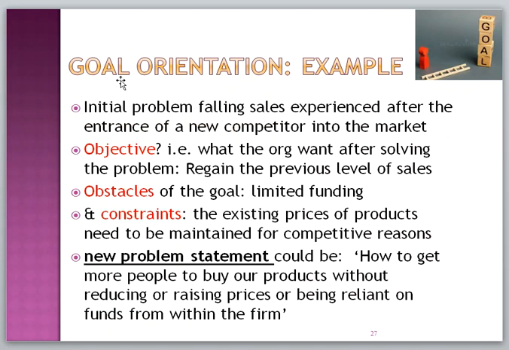In using goal orientation, three things we study here: objective, obstacles, and constraints. The initial problem is declining sales, right? As we talked about, because we have a new competitor. So we ask ourselves, what might be the objective for solving this problem? It could be what the organization wants after solving the problem. It could be to regain the previous level of sales. If that is our objective, we define the problem according to this objective.